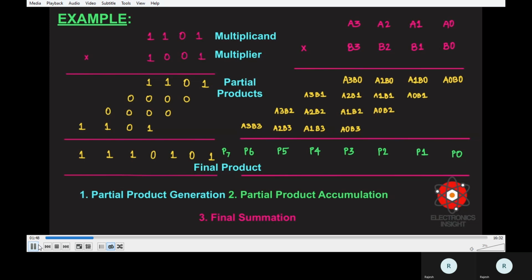So this is related to the multiplication of two numbers using our basic method. And for this, we have to design a hardware which can do this computation.